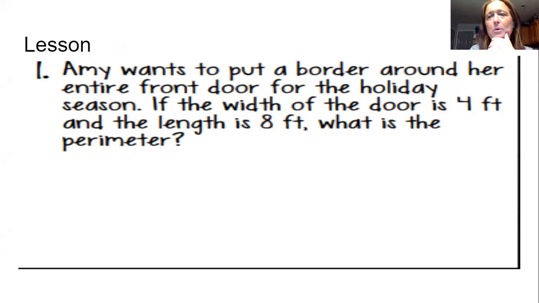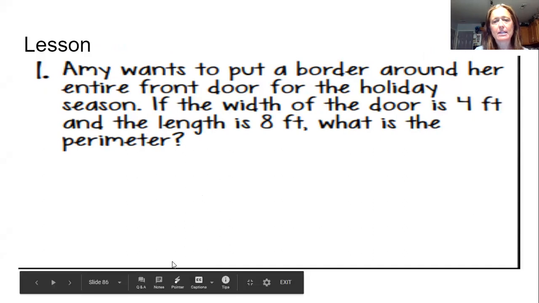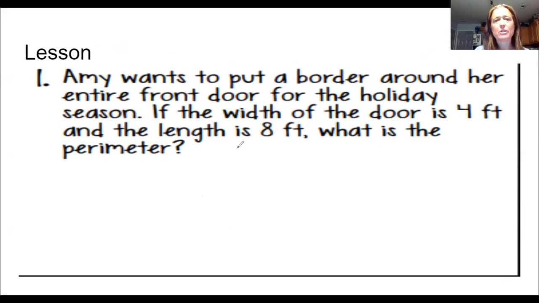Amy wants to put a border around her entire front door for the holiday season. If the width of the door is 4 feet and the length of the door is 8 feet, what is the perimeter? All right, so let me get my pen. All right, so we know the door, typically the door on the front of someone's house looks like a rectangle.